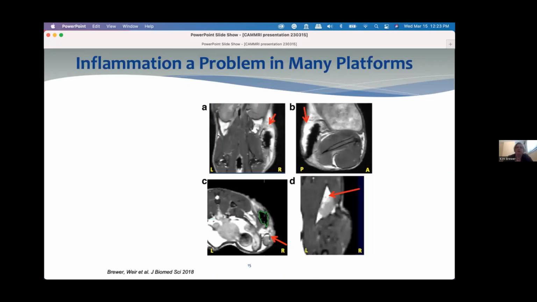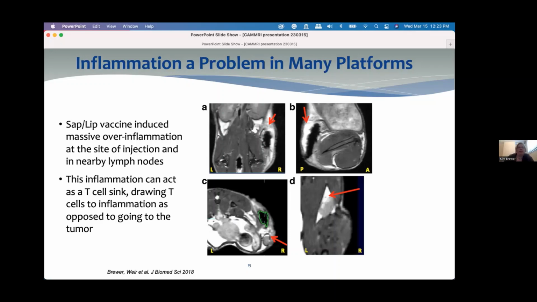To show you what it can look like in terms of the inflammation, that saponin liposome vaccine, as indicated in the red areas, induced a lot of overinflammation. So the black is our labeled antigen. That bright white signal is actually inflammation in that area. You also see that inflammation happening in the lymph nodes as well.